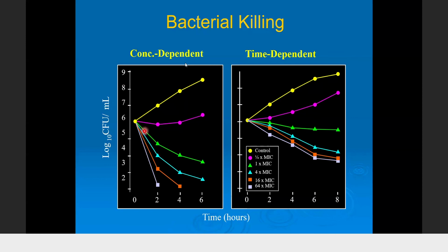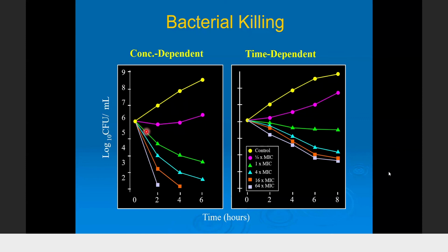So at one MIC, the CFU has declined. If you look at the control and the treatment with the minimum inhibitory concentration of the drug, it has declined, and then it is followed by 4 MIC. If the MIC here is, let's say, 2 microgram per ml, then 4 MIC, 2 times 4, will be 8 microgram per ml. And 16 is just 16 times the MIC. So when the concentration of the MIC is increased from 1, 4, 16, he did 64 times the MIC value.